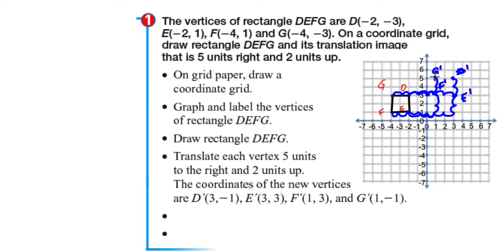Then we simply connect our points, and that is our new rectangle. The lines could be straighter. So those are the new vertices of our new rectangle D prime, E prime, F prime, and G prime. 3, negative 1 for D. D prime is 3, negative 1. Why is it 3, negative 1?